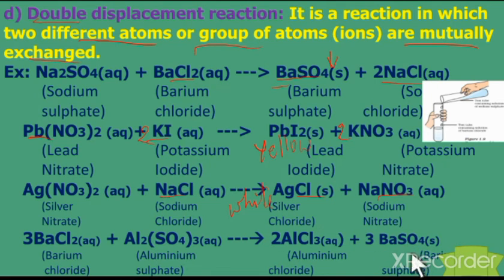So here the barium sulfate is a white color precipitate which is obtained. The white color precipitate is obtained immediately after mixing the colorless solutions of barium chloride and aluminum sulfate. So in these cases, the precipitate which is formed, these are also known as precipitation reactions.